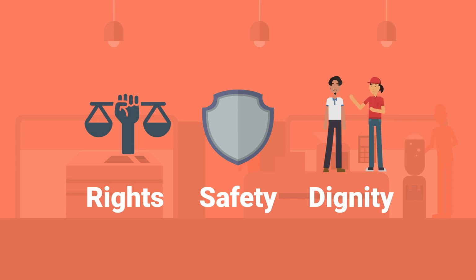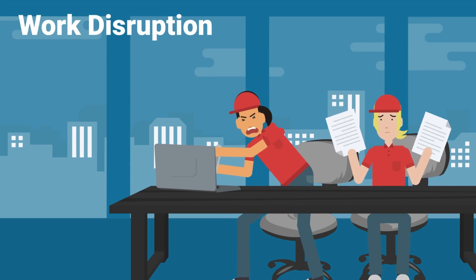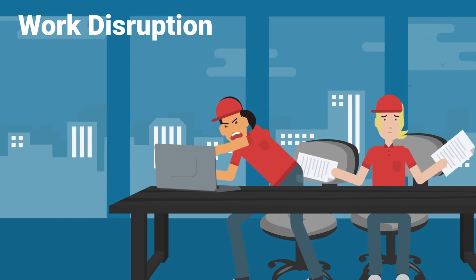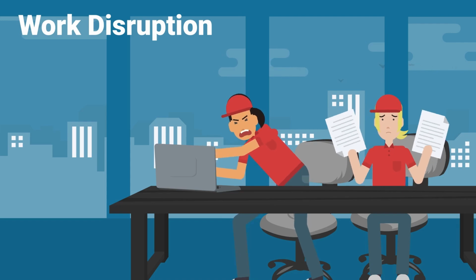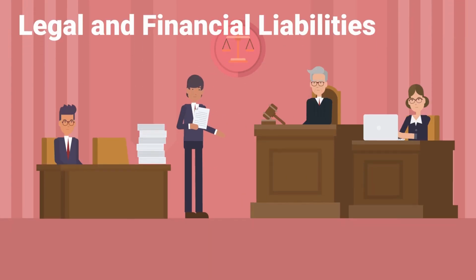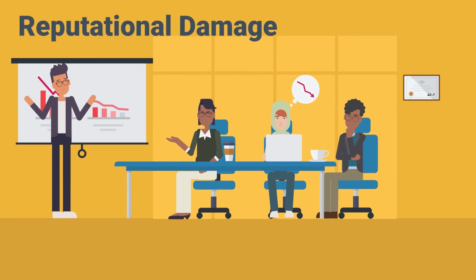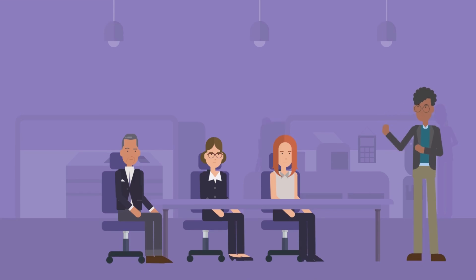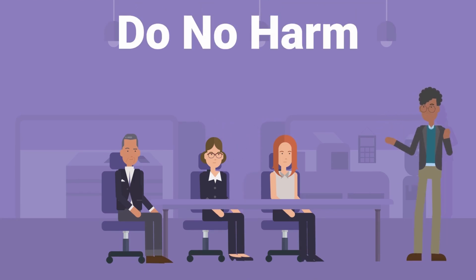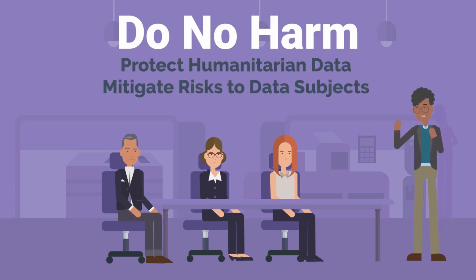In terms of the organizational risks, the breach may disrupt the work of humanitarian actors and cause aggravation of humanitarian situations, expose the organization to legal and financial liabilities, and compromise the reputation of the organization and the sector as a whole. Therefore, following the core humanitarian principle of do no harm, it is imperative for organizations to implement appropriate institutional, technical, and organizational safeguards to protect humanitarian data, thereby mitigating risks to data subjects and maximizing the benefits of humanitarian operations.